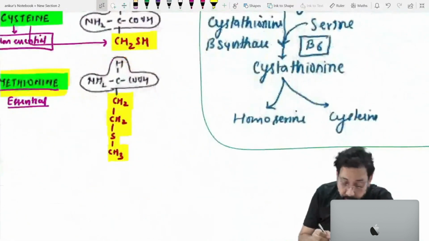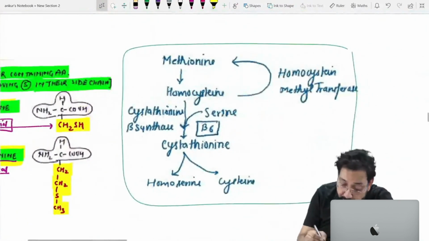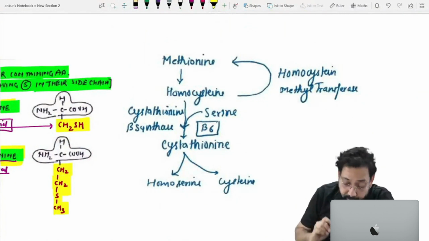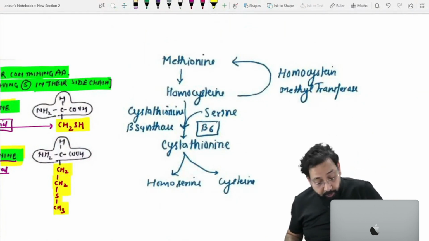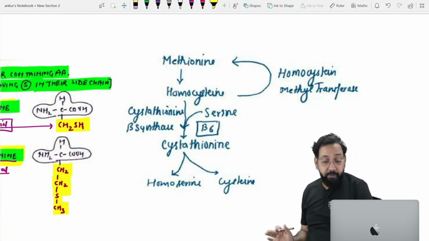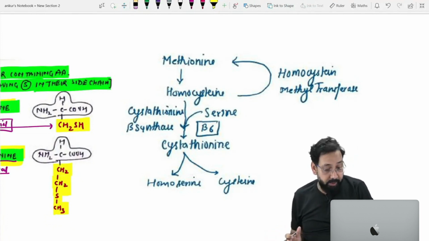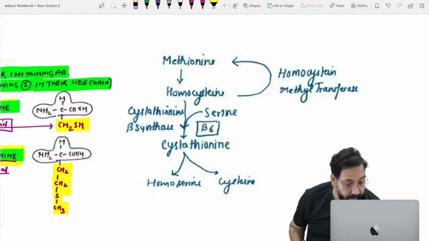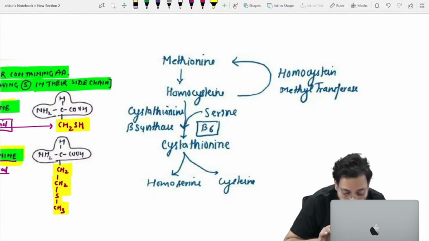Again, I repeat, this question was asked recently in INI-SS. So either you mug up this difficult reaction, or you understand. It's your own choice. Let me discuss. This is very, very important.